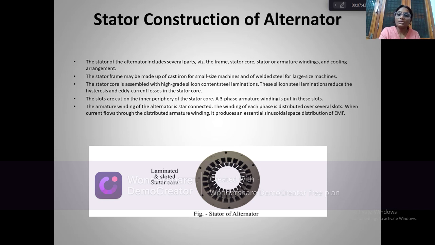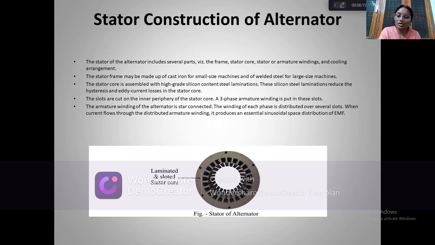The stator frame may be made of cast iron for small size machines and welded steel for large size machines. The stator core is assembled with high grade silicon content steel laminations. These silicon steel laminations reduce the hysteresis and the eddy current losses in the stator core. The slots are cut on the inner periphery of the stator core. A three-phase armature winding is put in these slots.